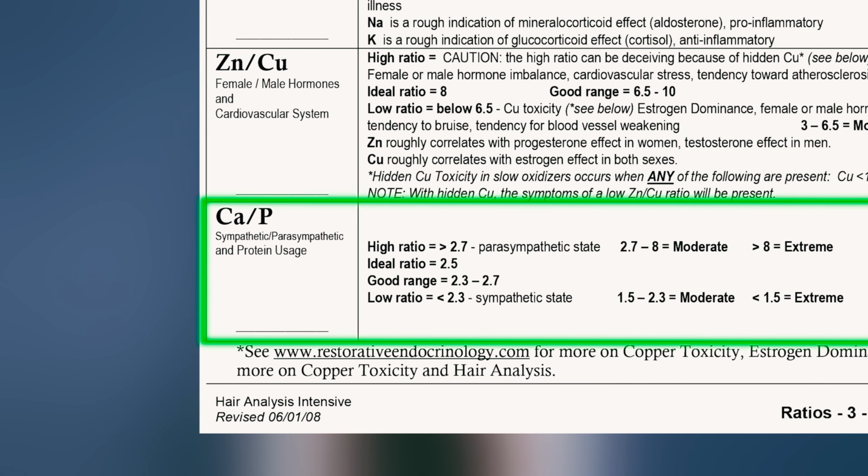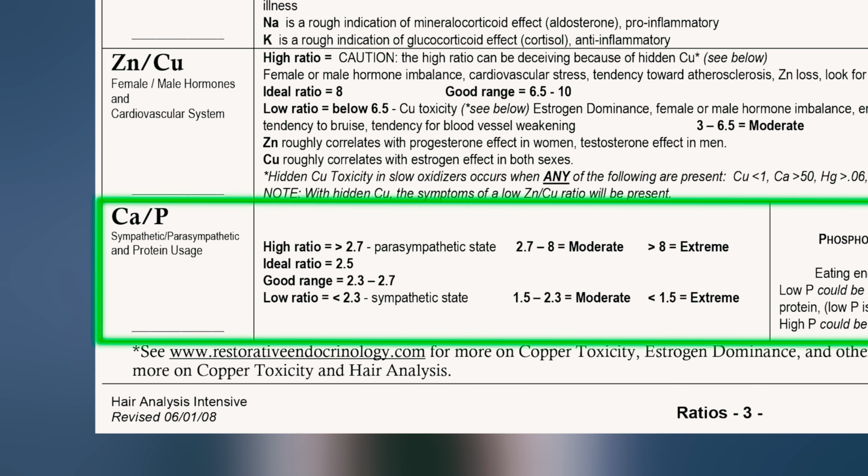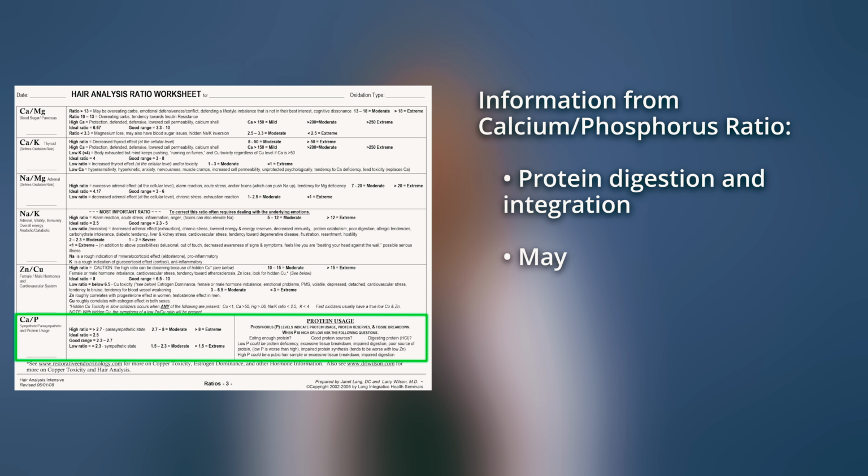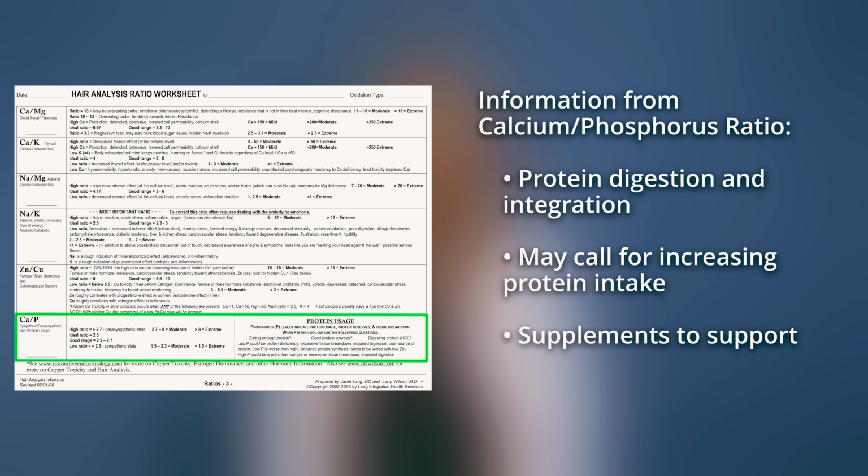Moving on to the calcium to phosphorus ratio, that ratio is about protein usage and how well a person is digesting their protein and integrating their protein into their body to make new tissues and rebuild and repair. So if that ratio is off, we might need to increase the protein or add in digestive support for digesting the protein.